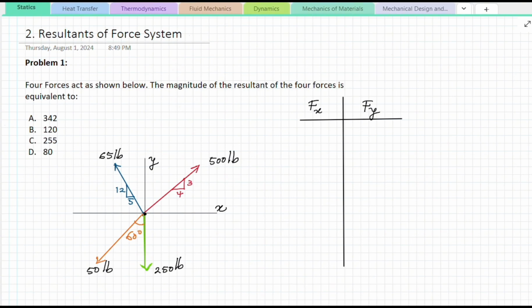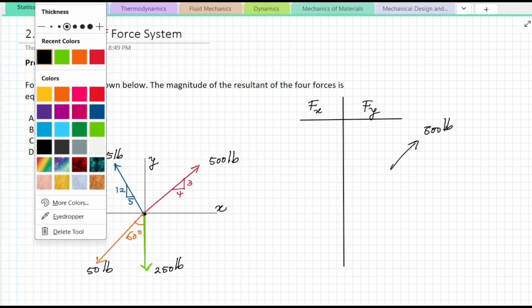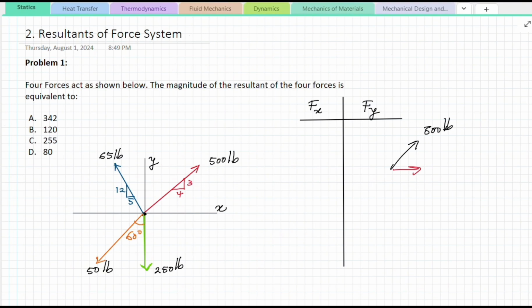You can start with whatever force you wish to choose, so I'll start with 500 pounds. I'm going to draw on the side here 500 pounds. So this is our X component and our Y component. In order to find the X component, we're going to look at this angle here. The angle was given in the form of an opposite side value as well as an adjacent side value. As you can recognize right off the bat, this is a 3-4-5 triangle, meaning that the hypotenuse will be equal to 5.